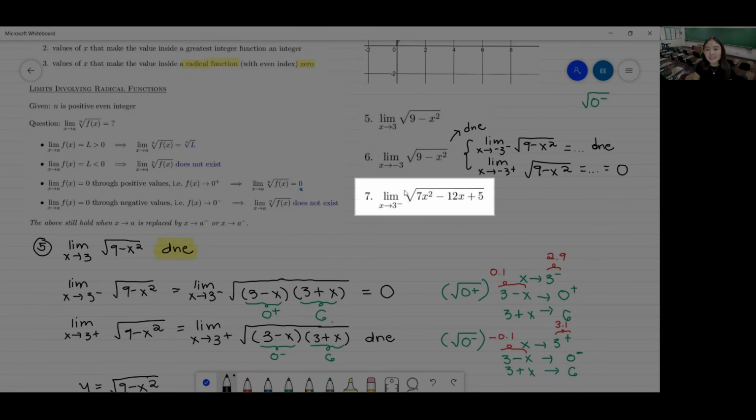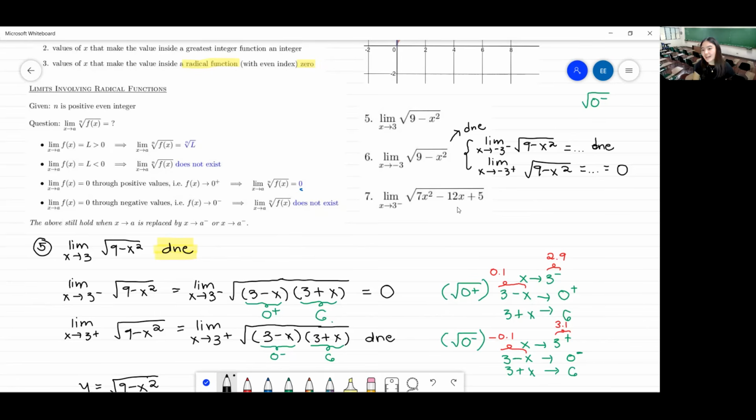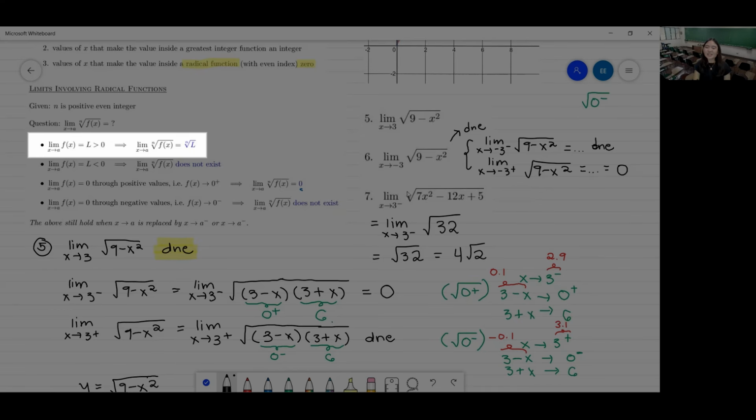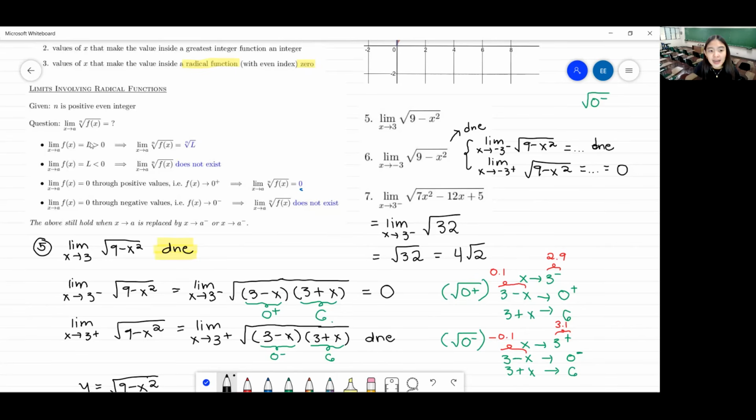But I included this kasi if we try substituting x equals 3 here, what you get is in fact square root 32. So I just showed that just to give an illustration of the first bullet here. Kapag may mga radicands ka na non-zero naman, hindi ambiguous yung ating limit. No need to consider one-sided limits anymore. Although here, parang pampalito ko lang.